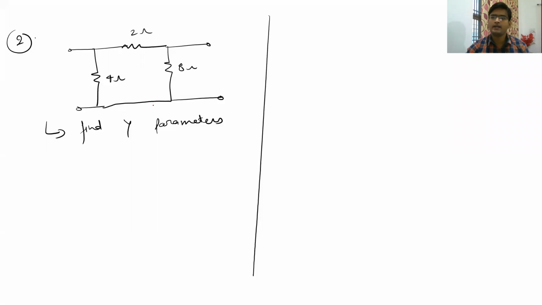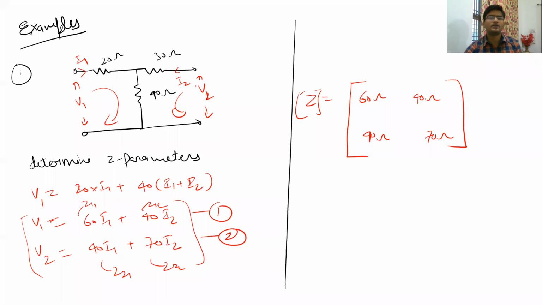Now you have a pi network given and you have to calculate the Y parameters. For solving this type of question, or even the previous question, you can solve it using three methods. The first method we just discussed here. Here you have written KVL equations and just compared it with the standard equation for Z parameter.